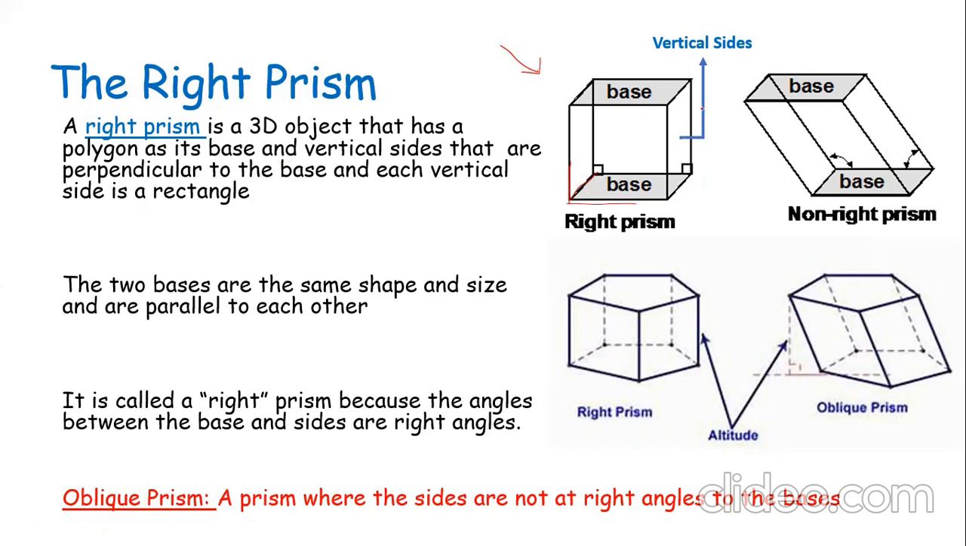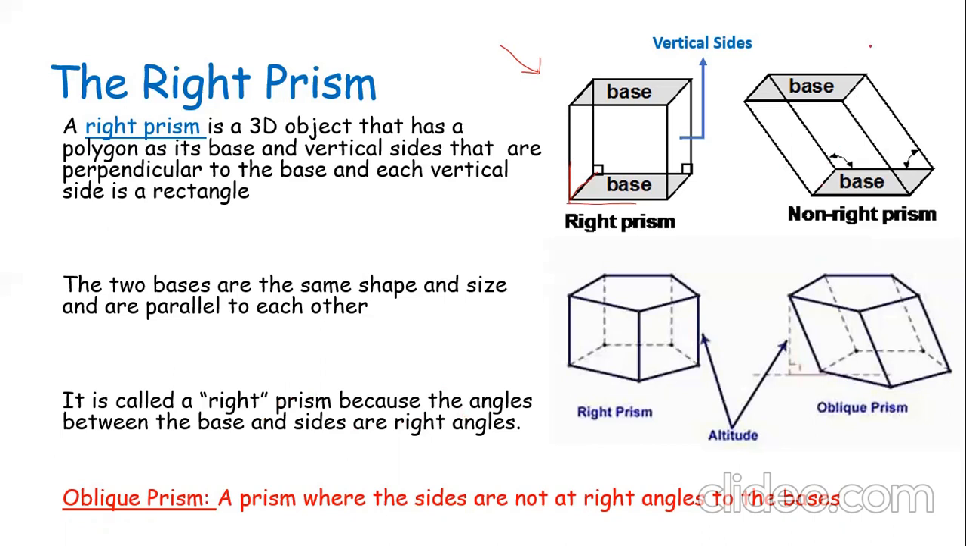And we can see also the vertical sides. Here it has 4 vertical sides. This one, the first one, the second one, the third one, and the fourth one. And they are all rectangles that are perpendicular to both bases. The two bases, of course, are the same shape and size, and they are parallel to each other. So the plane that contains the base on the top is parallel to the plane that contains the base on the bottom. This kind of prism is called a right prism because the angles between the base and sides are right angles.